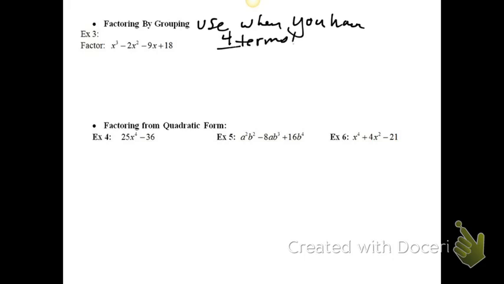Now, I have the 4 terms here, and you guys remember what to do. You pair up the first 2 and the last 2, and you take out the GCF of each pair. Out of the first pair, I can only pull out an x squared, and if I divide an x squared out of x cubed, I get an x. If I divide a negative 2x squared by x squared, I get a minus 2. Out of the second pair, the GCF is a 9.